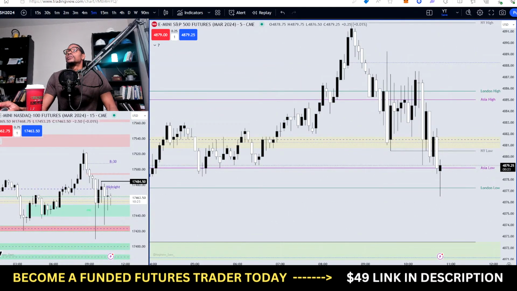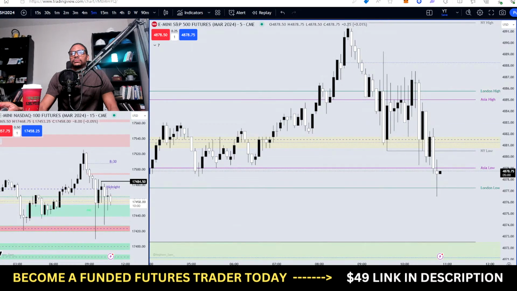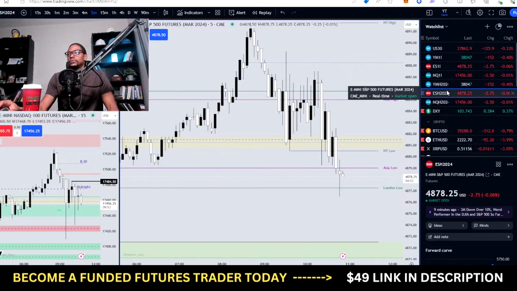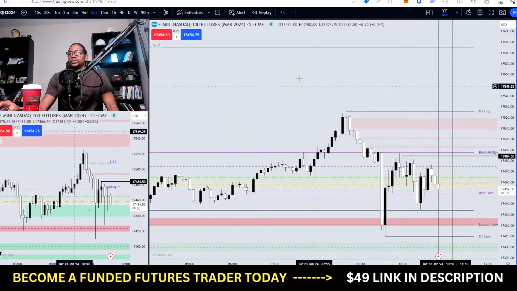Let's see where we are. All right, so Nasdaq took the London low. Now S&P is taking the London low, and the Dow is taking the London low. We'll go back to Nasdaq and we'll go to the lower time frames.